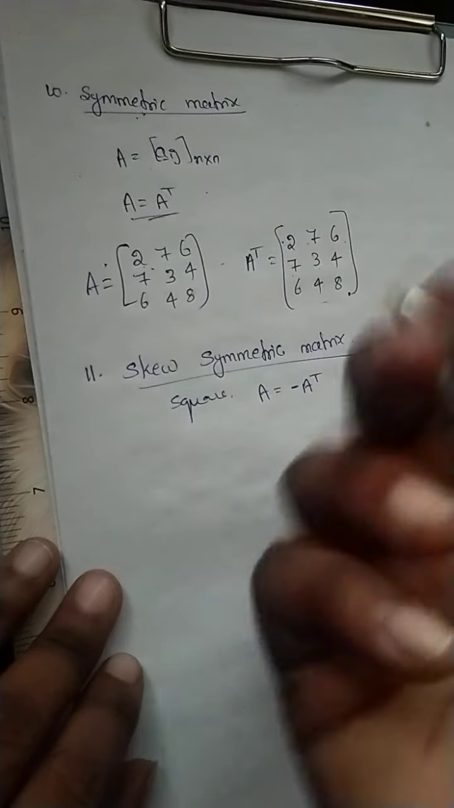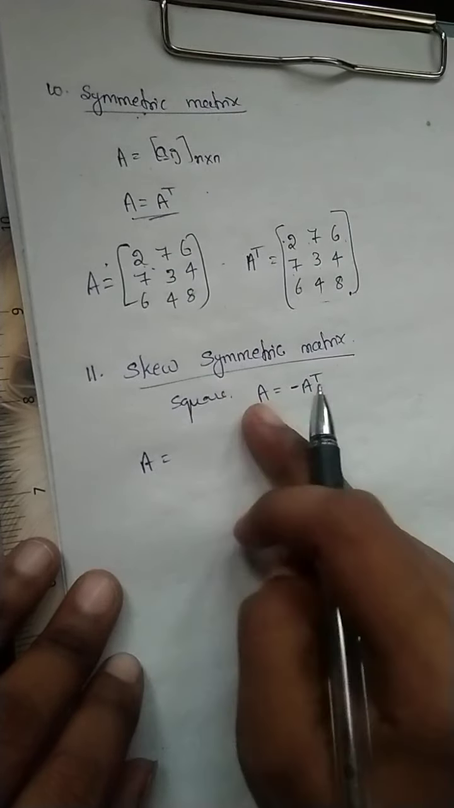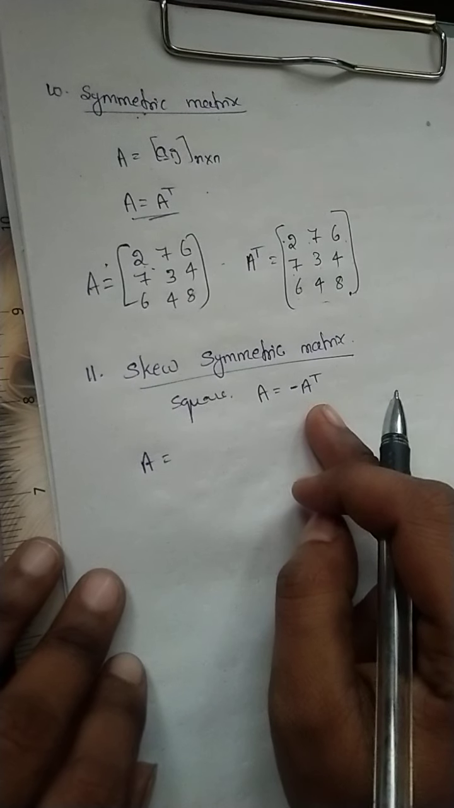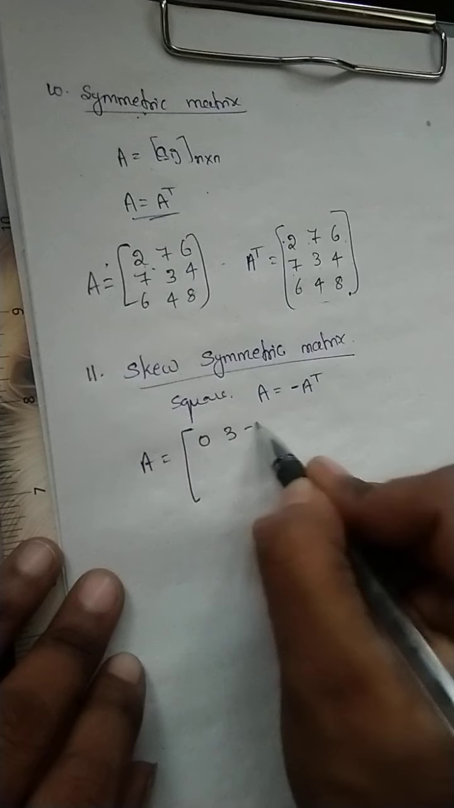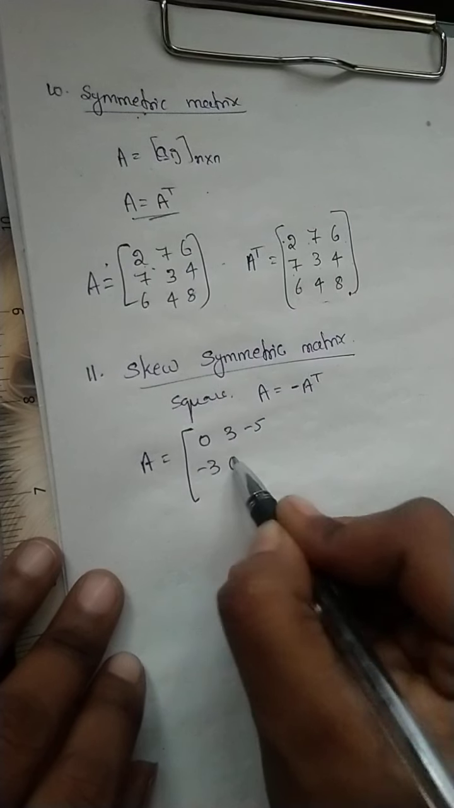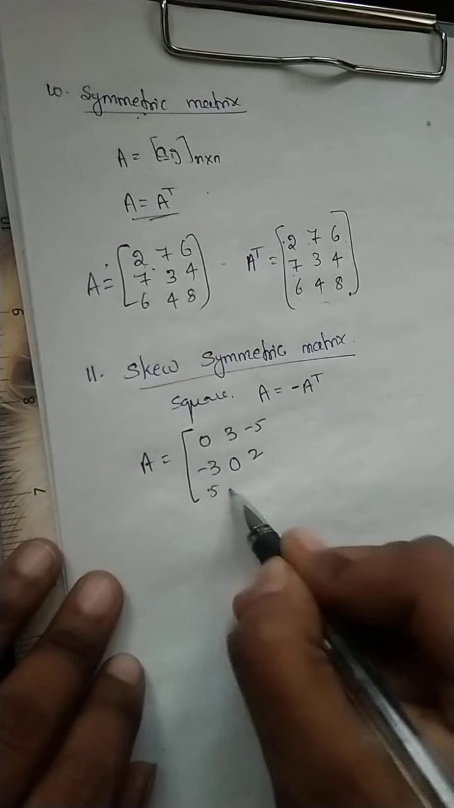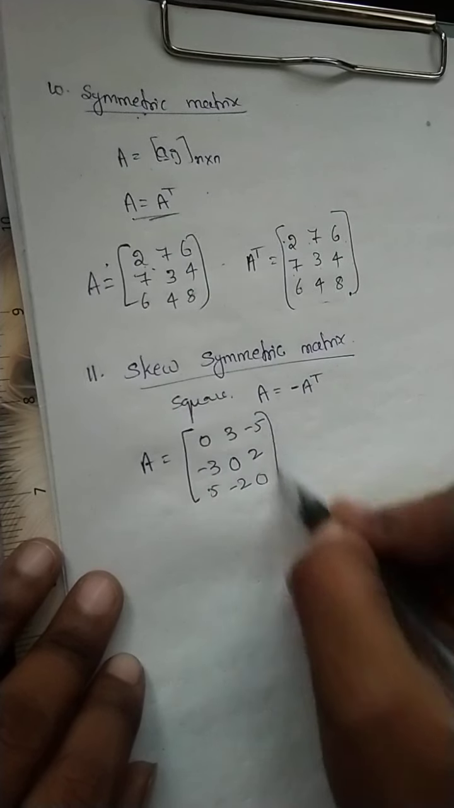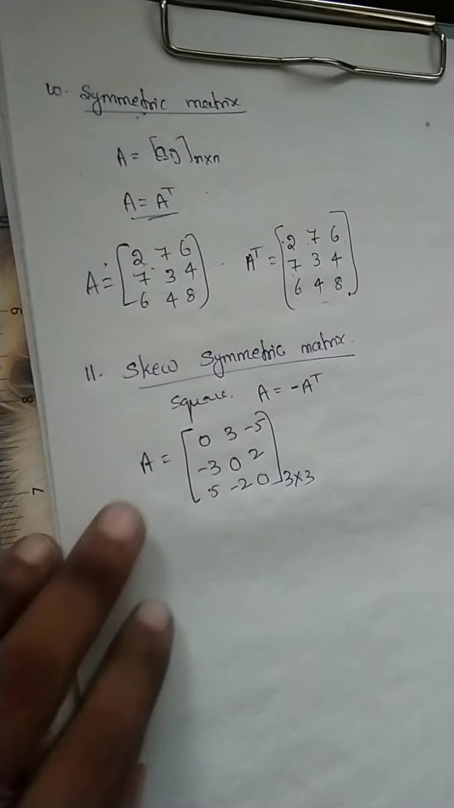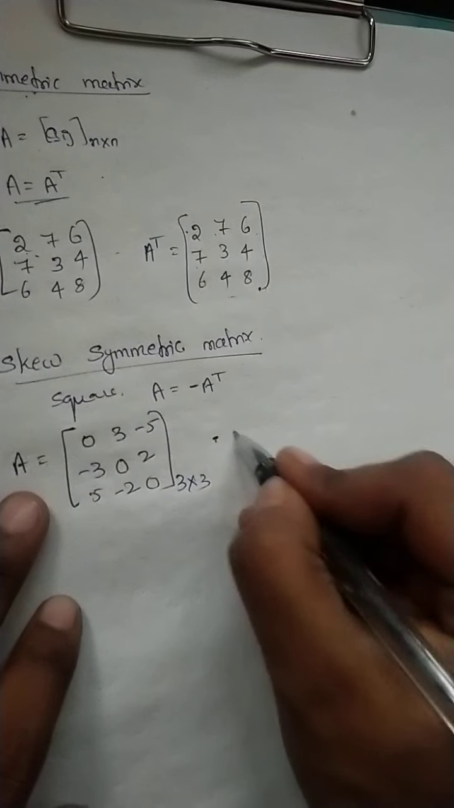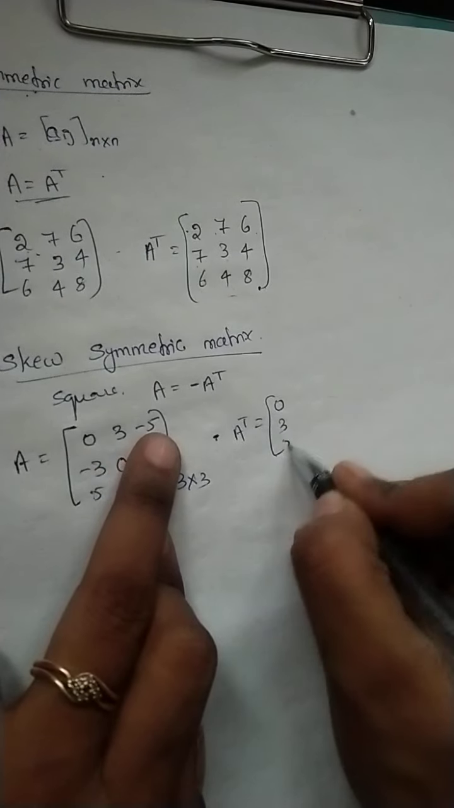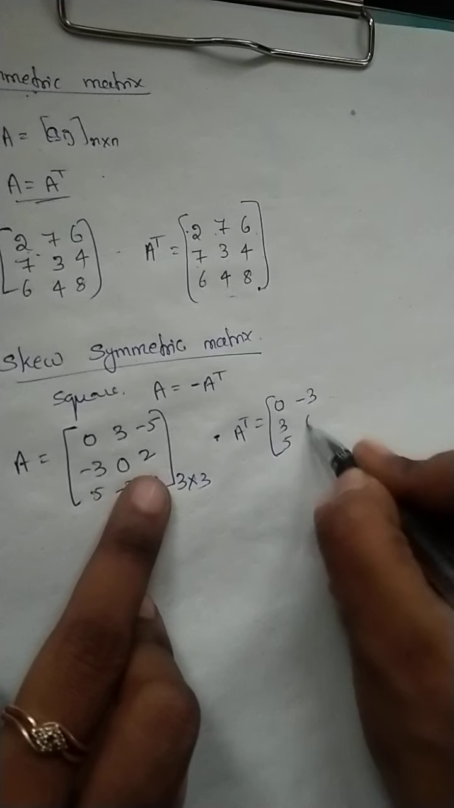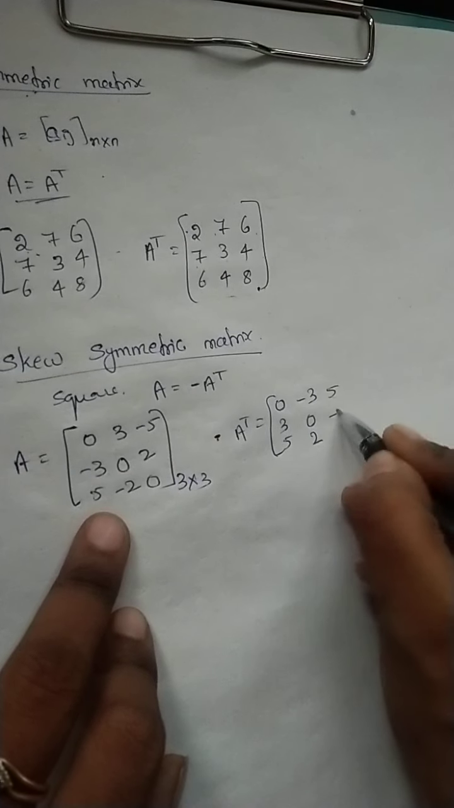Okay, now for the example we should take a different one, because we need to make both equal now. So consider A as 0, 3, minus 5, minus 3, 0, 2, 5, minus 2, 0. So this matrix is 3 cross 3. Now you take the transpose of this. So A transpose means interchanging rows into columns: 0, 3, 5, minus 3, 0, 2, 5, minus 2, 0.